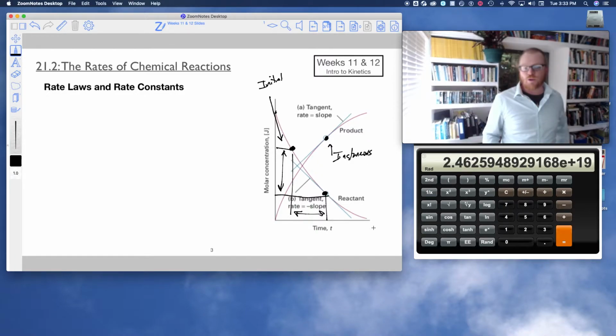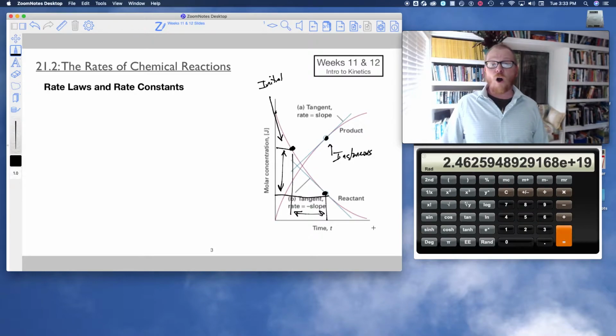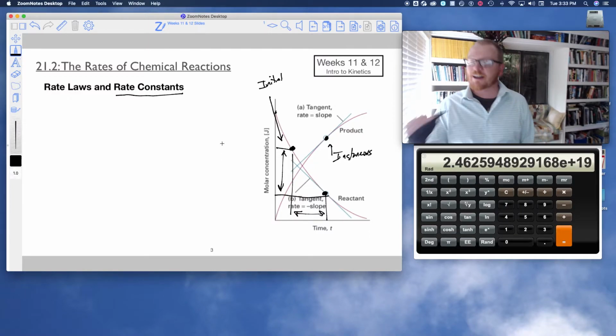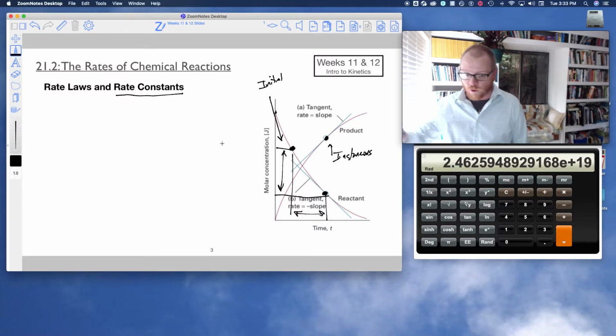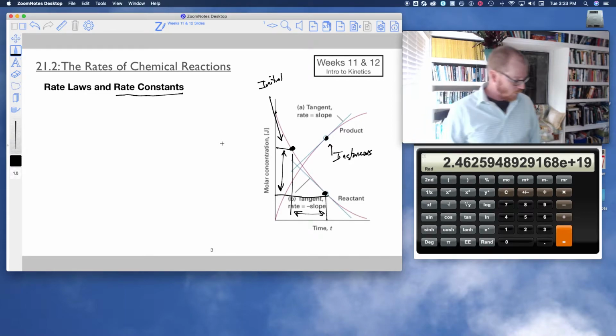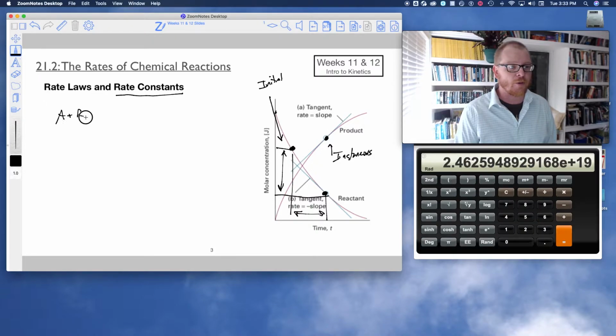Hopefully what you're seeing is that all of those rates would be different depending on where we are in the reaction, right? The initial rate would look much larger than perhaps this instantaneous rate at a later time in the reaction, okay? So that's why we use what's called a rate constant, which will have a constant value across the whole time series of the reaction, okay? So let's do another generic example. A plus B goes to products.